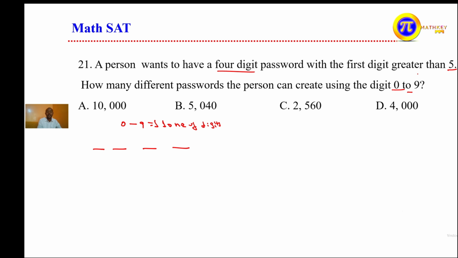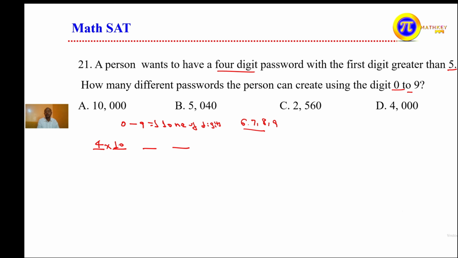As the first digit must be greater than 5, it must be either 6, 7, 8, or 9. What is the number of options we have? We have 4 options for the first case. So we take 4.